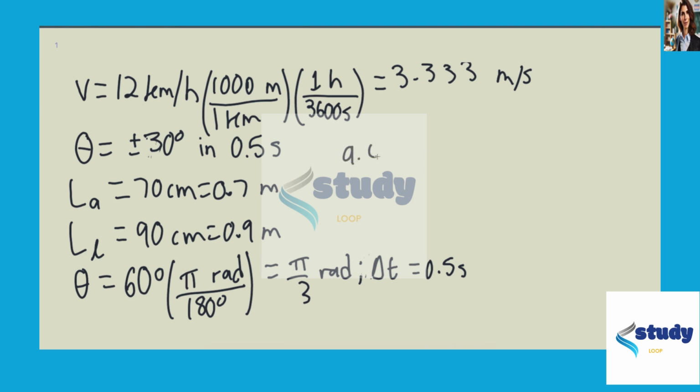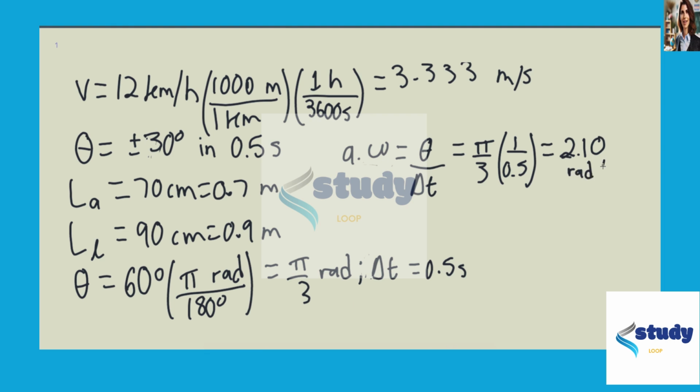At this point, they want us to find the average angular velocity. So for A, we'll have omega equaling the angular displacement divided by delta t. So this is going to be pi over 3 times 1 over 0.5, and this is going to be equal to 2.10 radians per second. So this will be your answer for A.